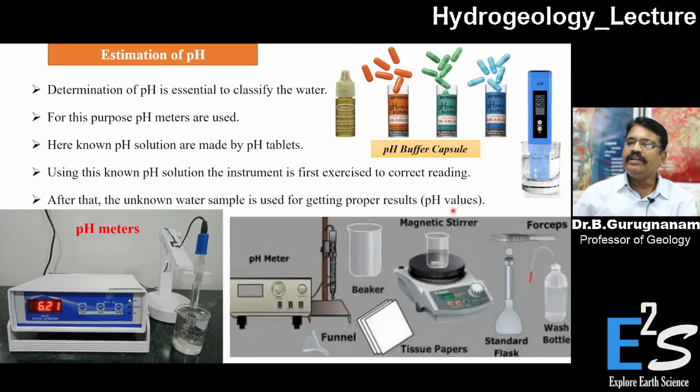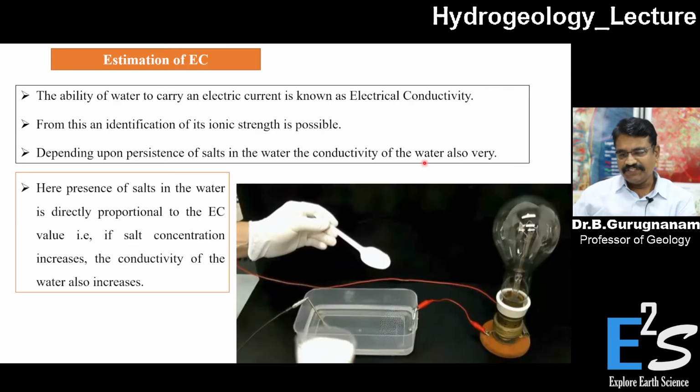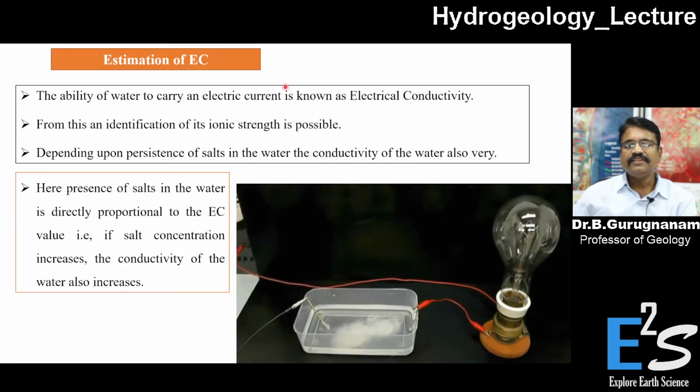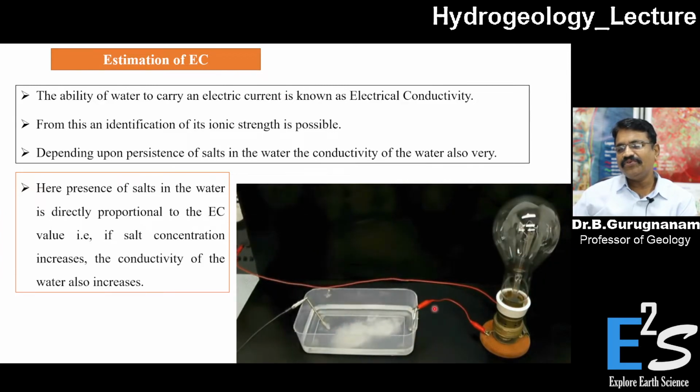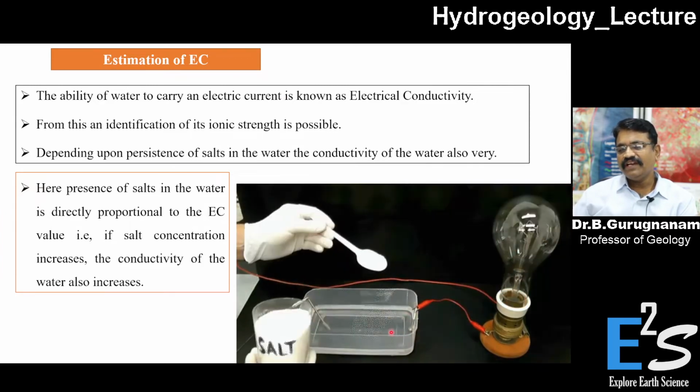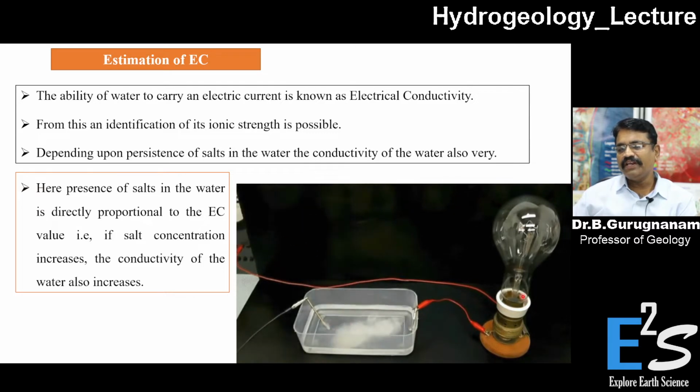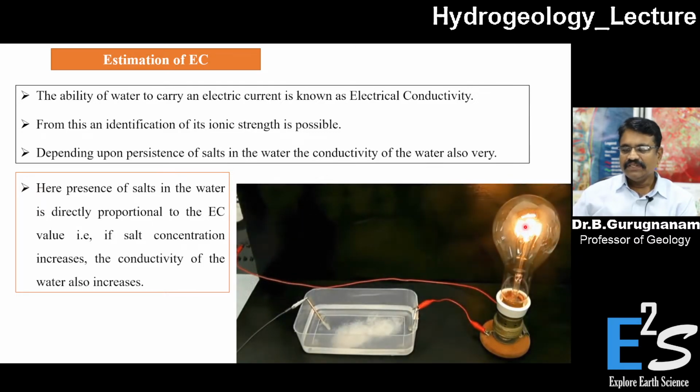Now you have to dip the electrode in the water. This exercise is taught for geologists, to learn how to assess the pH using the pH meter. And you look at that, when you add salt, the conductance improves, and immediately the bulb started blinking.